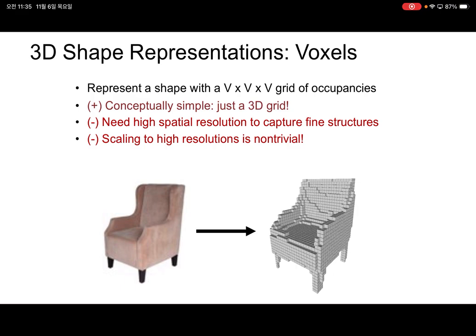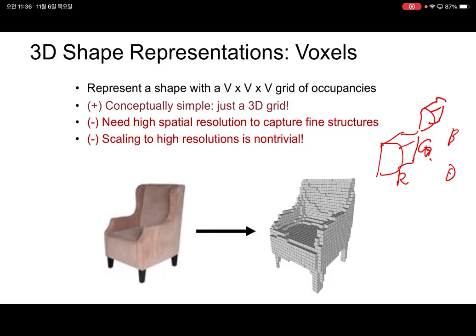And voxel, I briefly introduced voxel at the early part of this slide. It just represents a shape with a cubic grid of occupancies. So it's a simple extension of image. We can define 3D or 4D volumes to get RGB or occupancy as well.